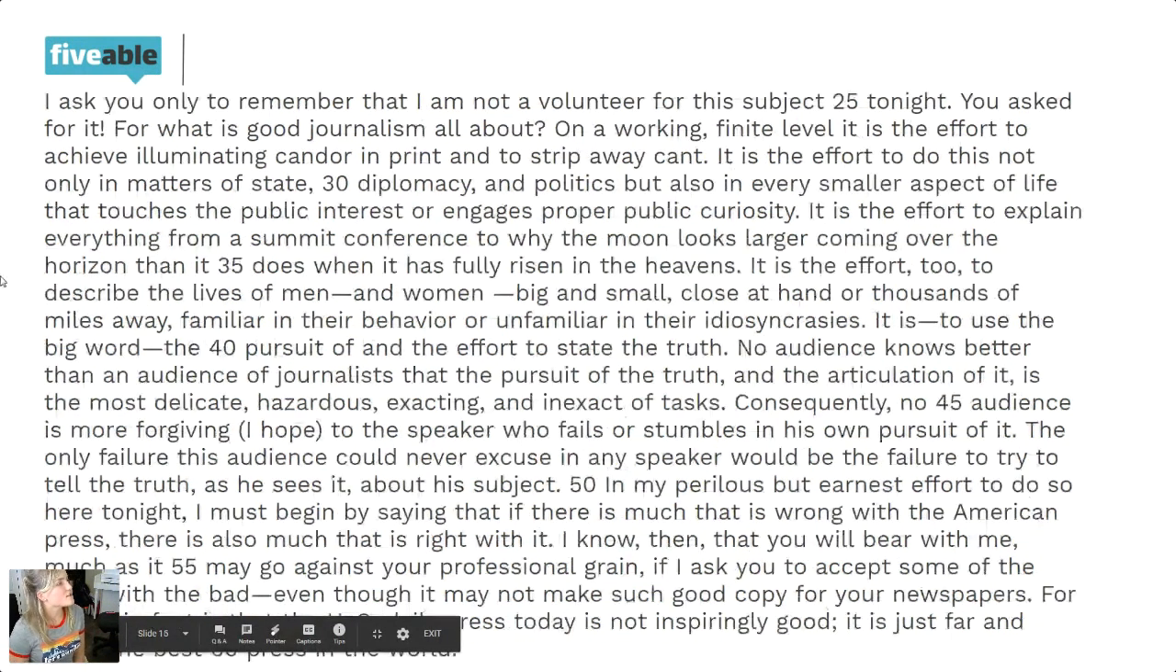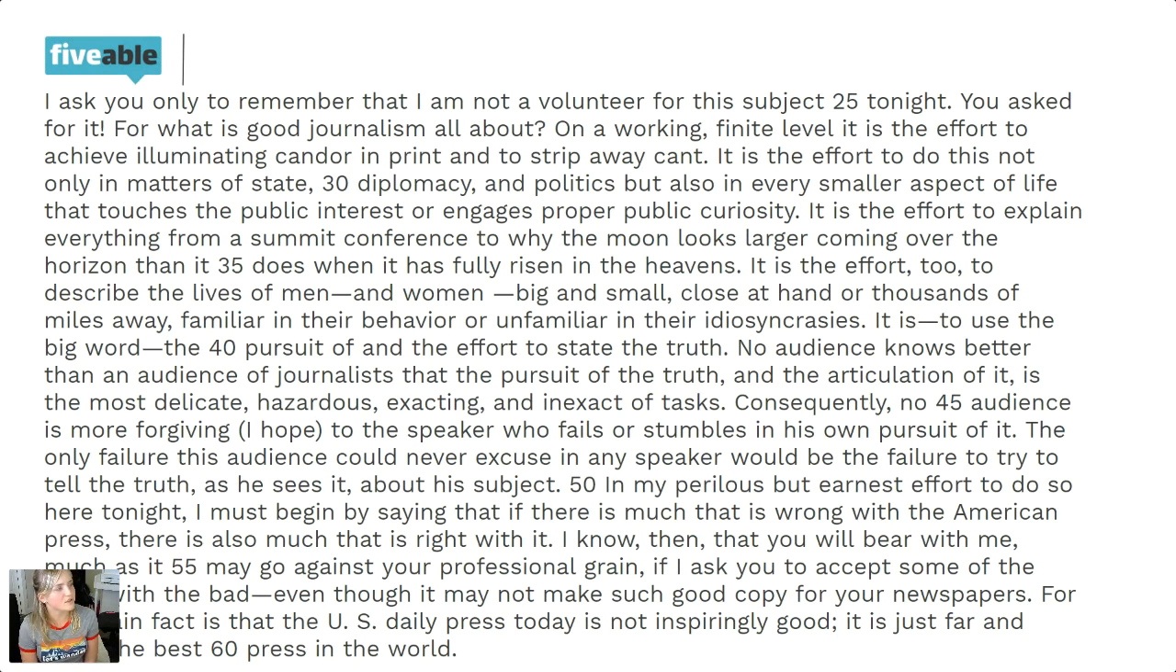I ask you only to remember that I am not a volunteer for this subject tonight. You asked for it. For what is good journalism all about? On a working finite level, it is the effort to achieve illuminating candor in print and to strip away cant. It is the effort to do this not only in matters of state, diplomacy, and politics, but also in ever smaller aspects of life that touch the public interest or engage proper public curiosity. It is the effort to explain everything from a summit conference to why the moon looks larger coming over the horizon than it does when it is fully risen in the heavens.